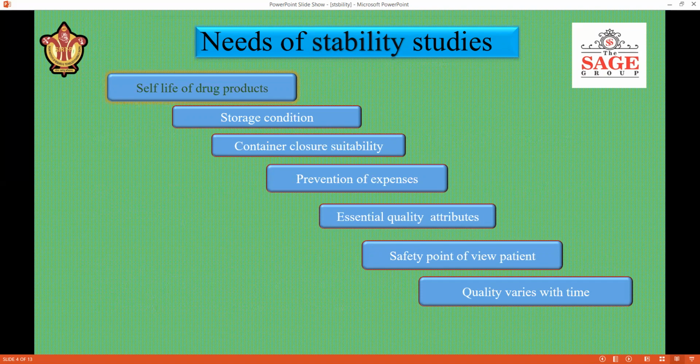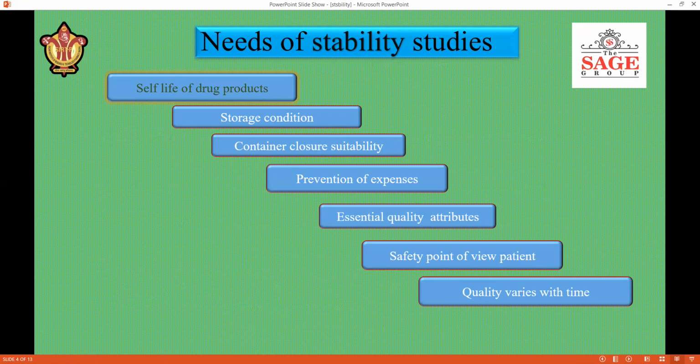Next is prevention of expenses. Prevention of expenses is very necessary for the formulation of a new drug, meaning maintaining the expenses of the drug product. Next is essential quality attributes. Maintaining the quality of the product is very important for the new drug substance, and quality is necessary for the drug product. Safety from the patient's point of view: safety during production, several chemical reactions during storage, and drug metabolism and toxicity effects are harmful for the patient, so the safety of the formulation must be maintained.